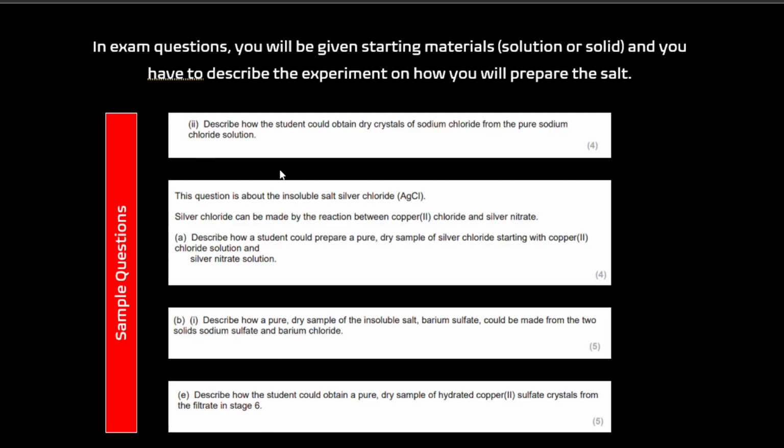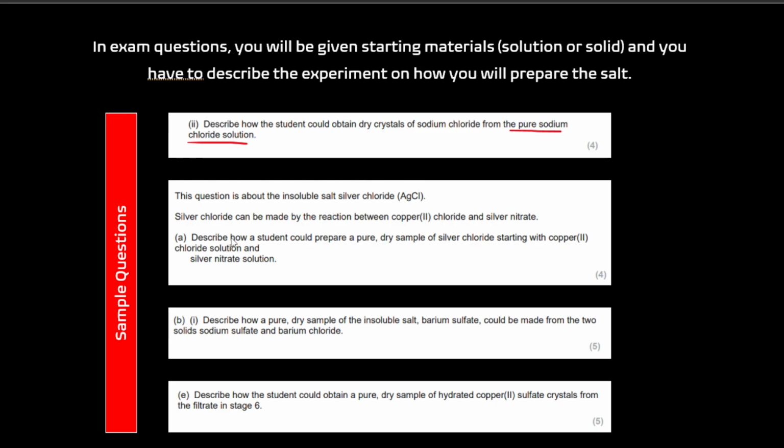Alright, so let's take a look at this. These are some of the example questions that could be asked in the exam, okay? You'll be given the starting materials in your exam, and then you'll have to tell them what laboratory procedures you're going to do, or describe how you could obtain crystals. For example, in this question, they're asking you to describe how you could obtain dry crystals of sodium chloride from pure dry sodium chloride solution. So this is your starting material, and you need to be able to tell them how.